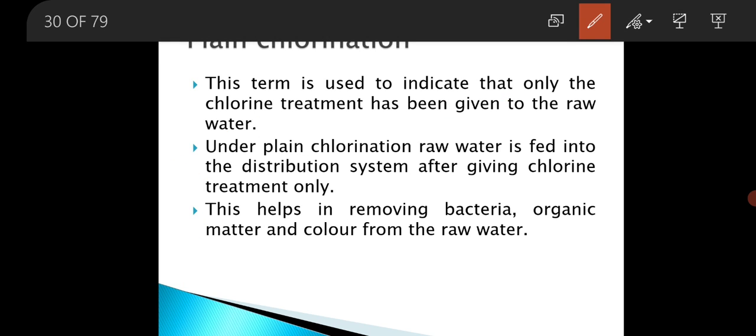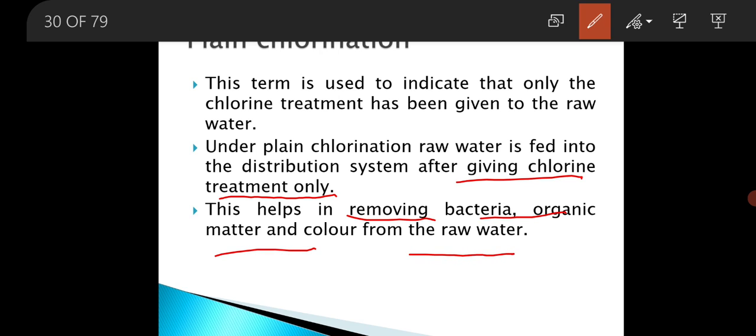So what is plain chlorination? This term is used to indicate that only the chlorine treatment and no other treatment has been given to the raw water. Under plain chlorination, therefore, the raw water is fed into the distribution system after giving chlorine treatment only. This helps in removing bacteria, organic matter and color from the raw water.